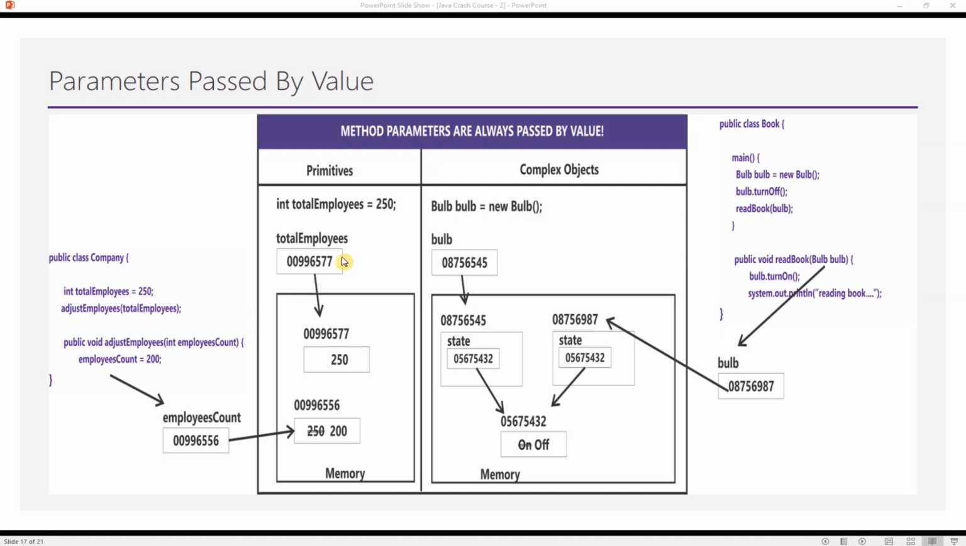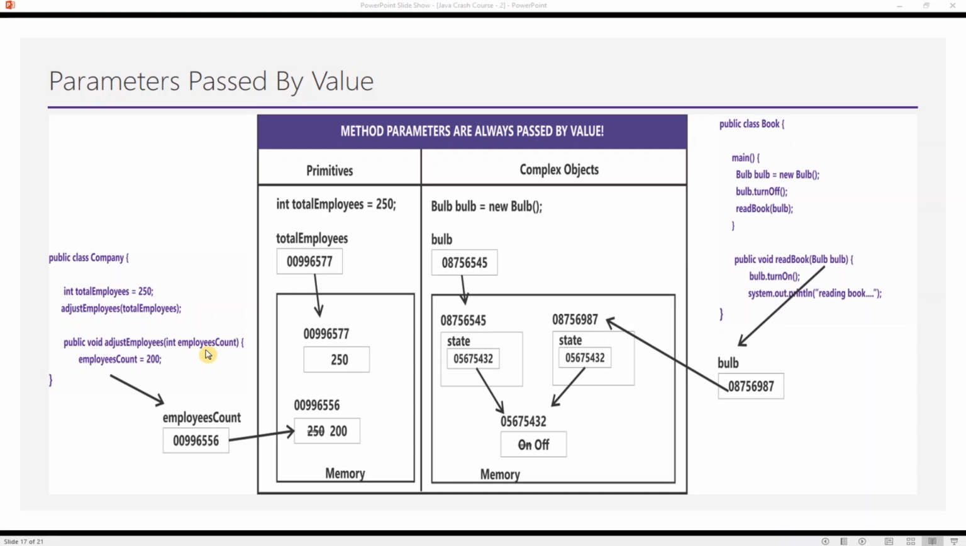This totalEmployees variable holds a reference to the memory address that stores the value 250, as we discussed earlier in the course when we talked about the declaration of variables in Java. Down below, we have defined a function that takes a parameter of type int, and since we know that variables hold references to their values, the reference to the value 250 is passed to this parameter as an argument.